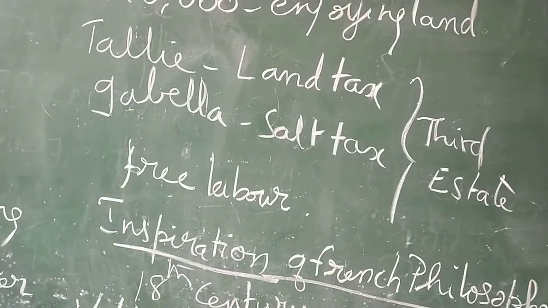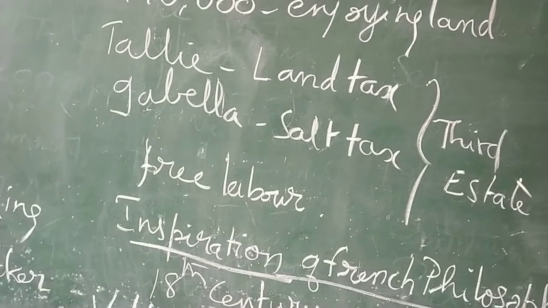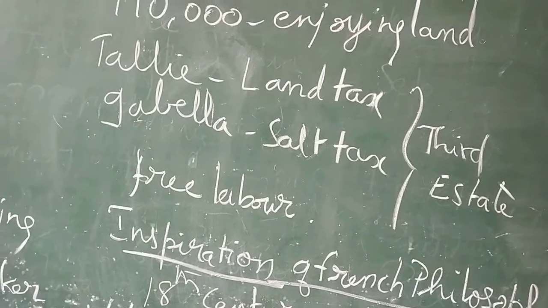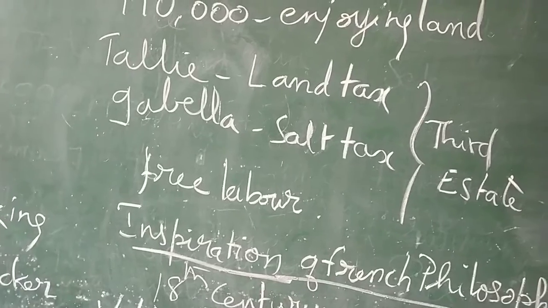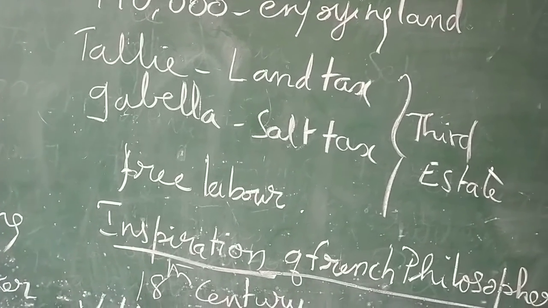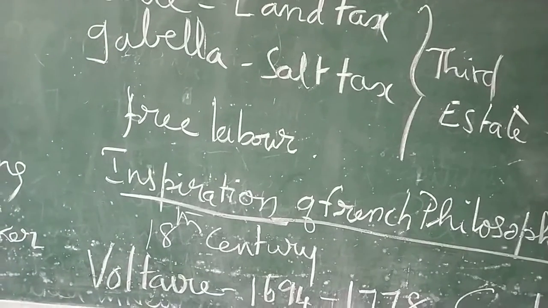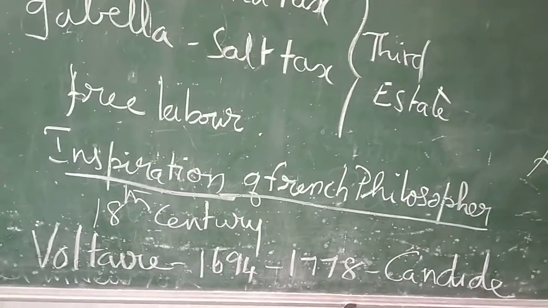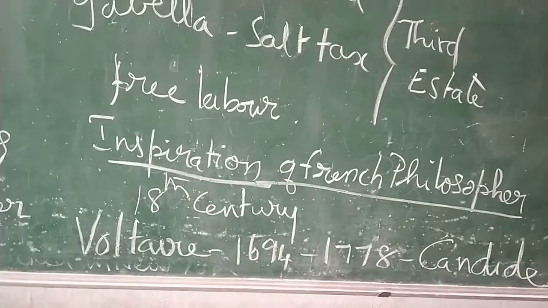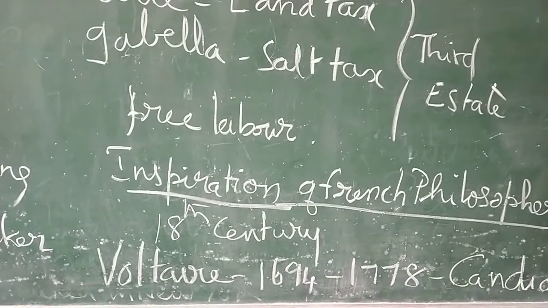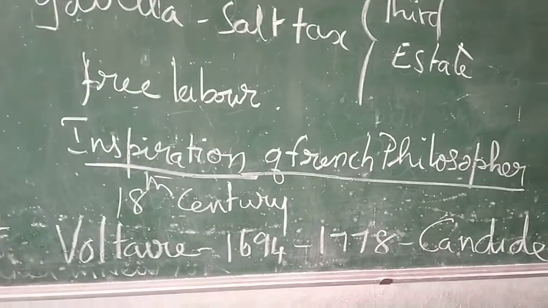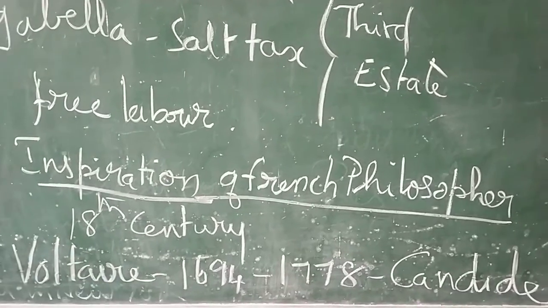So Voltaire, Montesquieu, Rousseau, they all spoke about the conditions in France. Voltaire was a prolific writer and activist, and he started to write criticism of the church. His famous work, Candide.